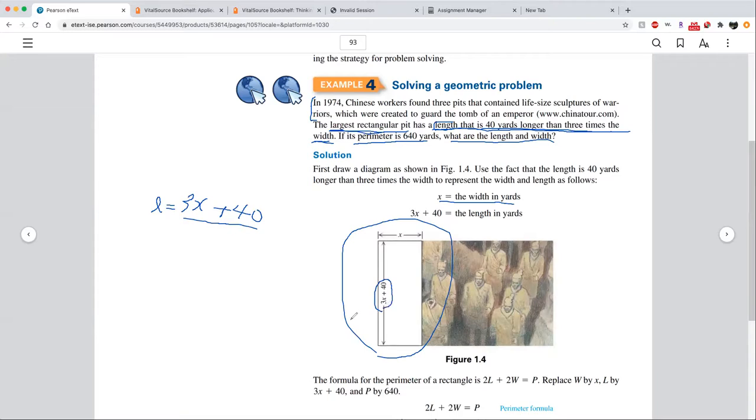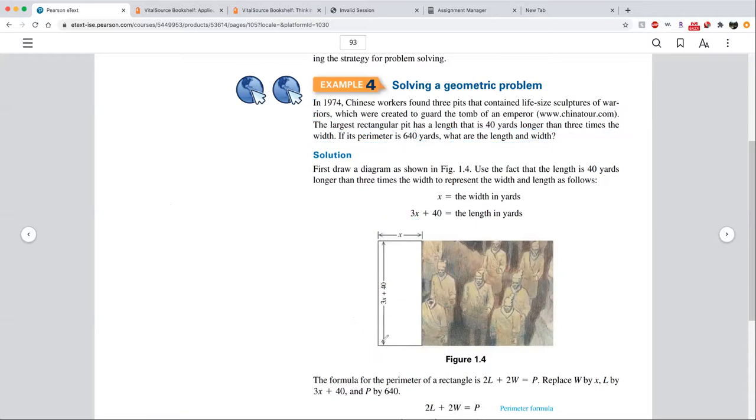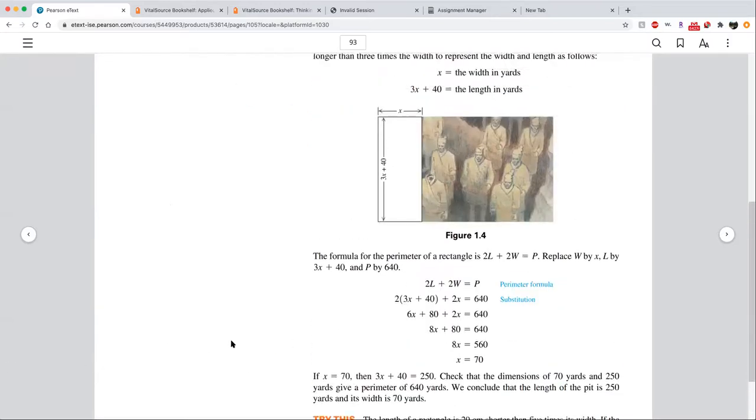So now we still need to construct the equation. So far what we have done is express the length and width in terms of x. Now using this, 2 times x plus 2 times (3x plus 40) must be 640 yards, because the perimeter is 640. So now let's see here.